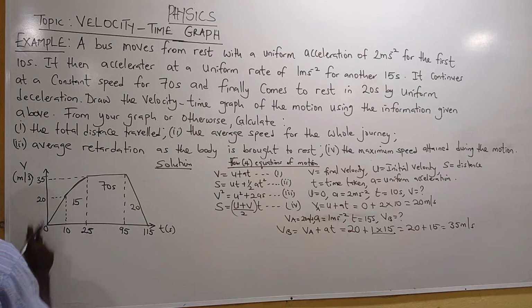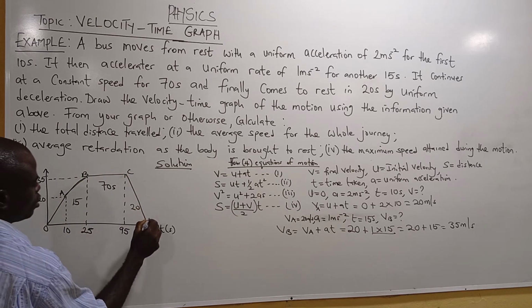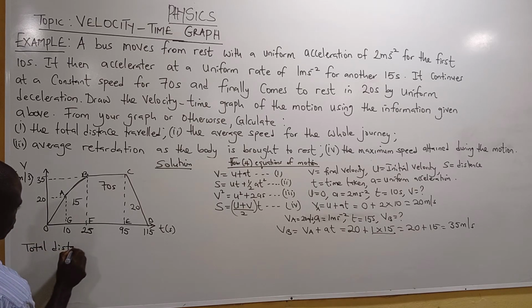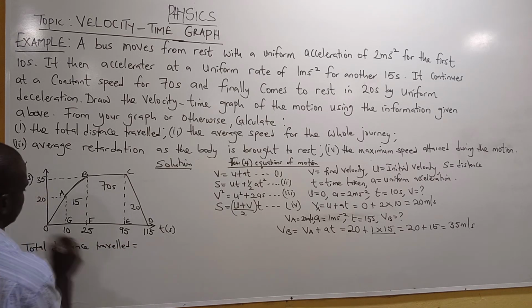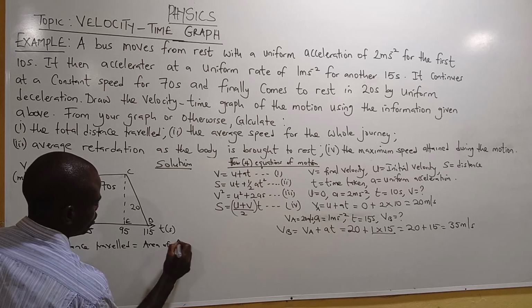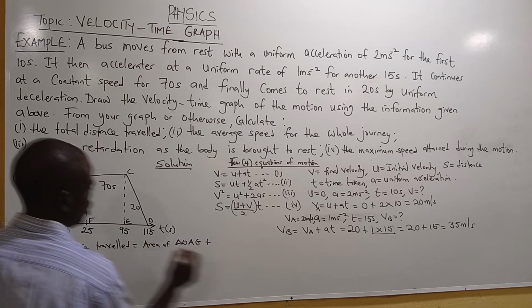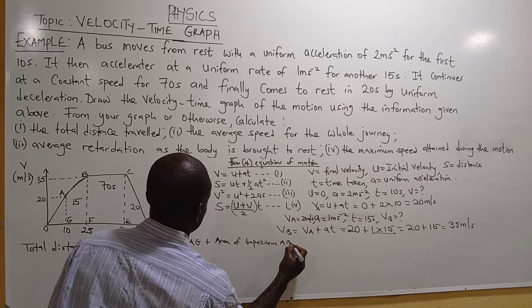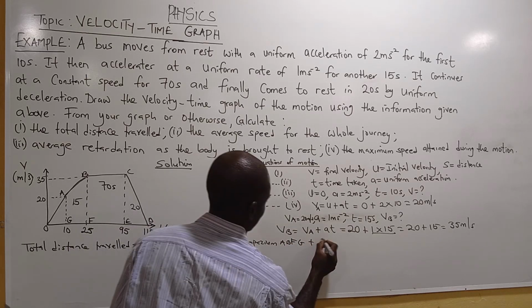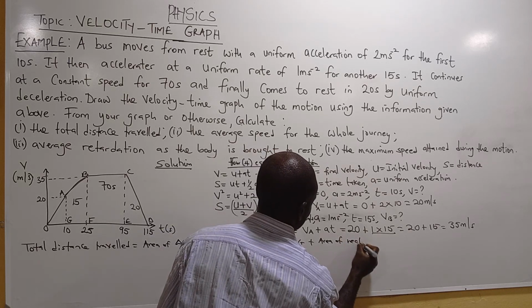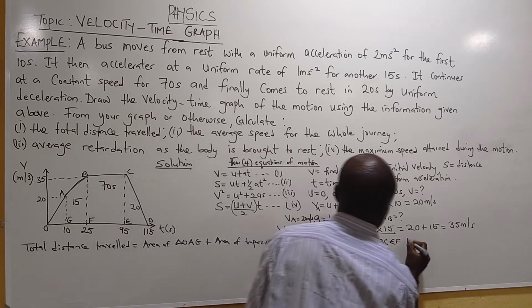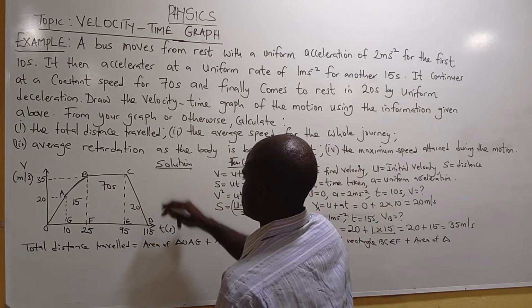Let's label them. Initial means O, A, B, C, D, E, F, G. We have to look for the total distance traveled. The total distance traveled equals area of triangle OAG plus area of trapezium ABFG plus area of rectangle BCEF, you can see BCEF, plus area of triangle CDE.